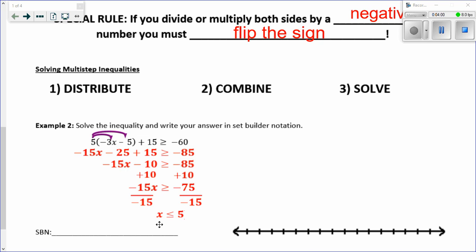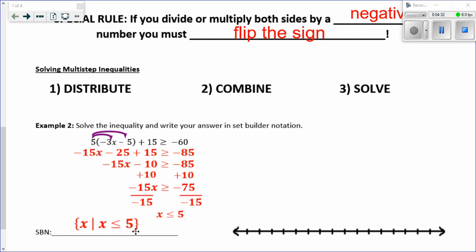So when we write this in set builder notation, we're going to use this inequality in our answer. So we just write x such that x has to be less than or equal to 5 to be a solution. This is the reason we do set builder notation. When there's too many to write out, we can just say it's every x as long as x follows this rule. It's any number as long as the number follows this rule.